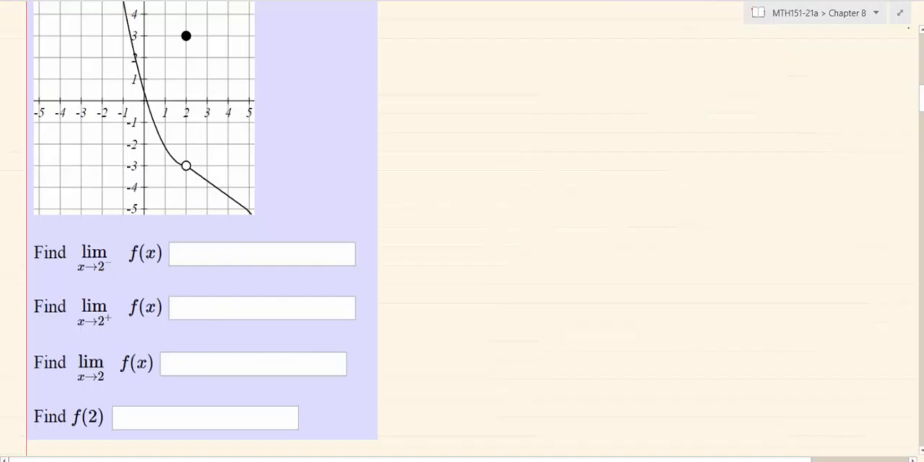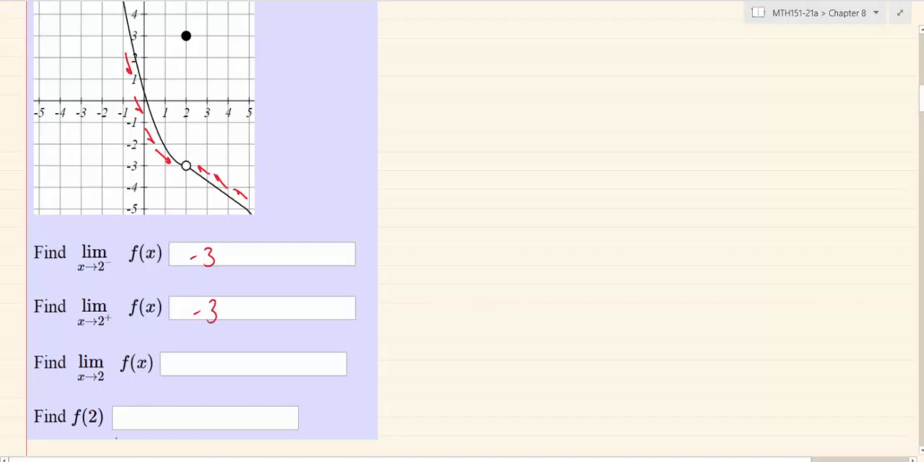What is the limit as x approaches 2 from the left? So coming in on this graph from the left, what value do you approach? What y value do you approach as x gets closer to 2? Yeah, negative 3. And now come in from the right. So what y value do you approach as x gets closer to positive 2 from the right? Negative 3.